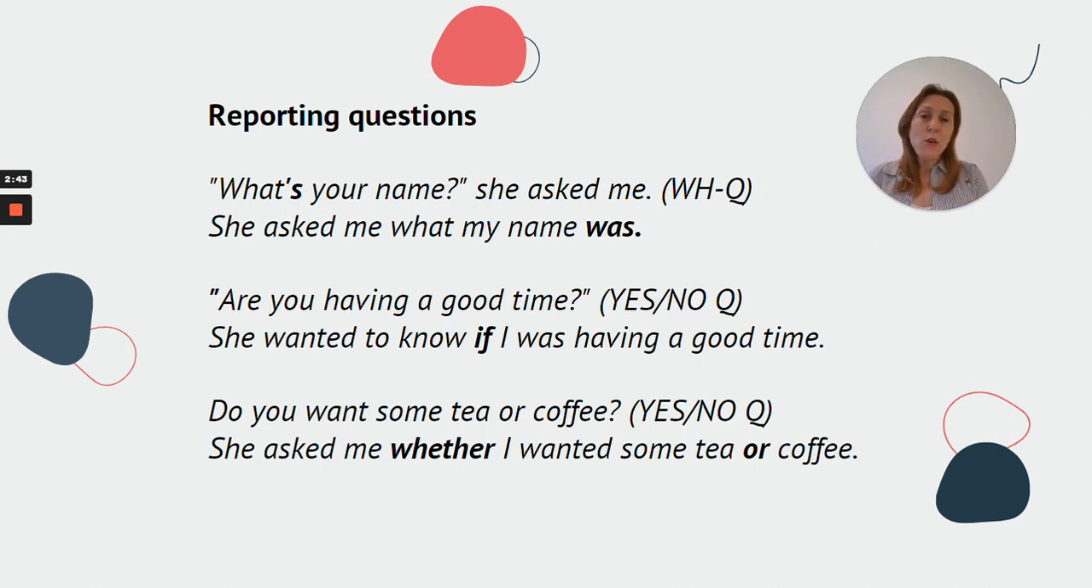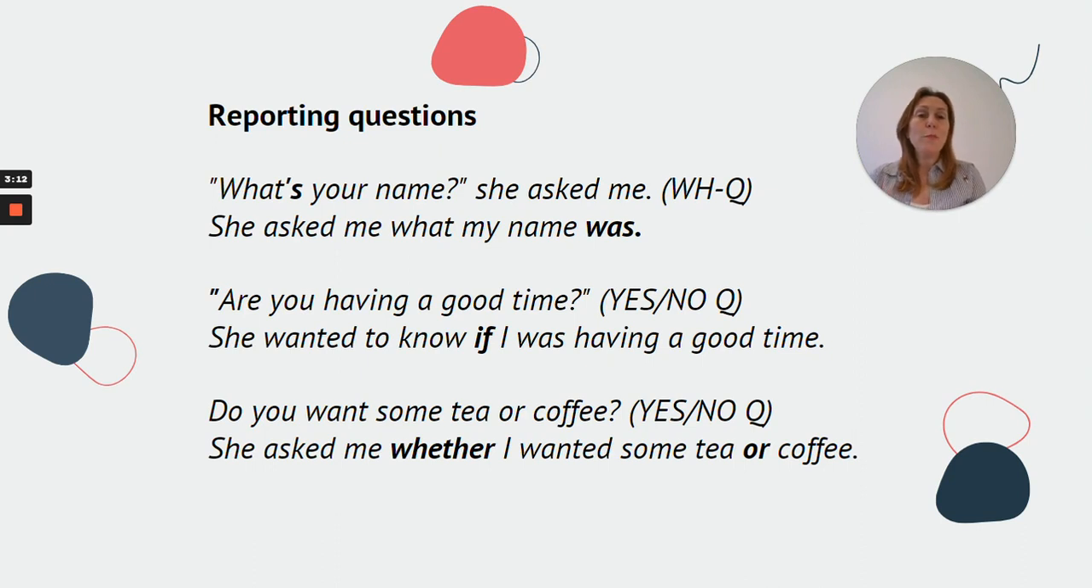If we take a look at the next example, "Are you having a good time?" This is a yes-no question because the answer to this question is not a what your name was, for example. It's not a content question, but the answer is yes or no. So, "Are you having a good time?" She wanted to know if I was having a good time.